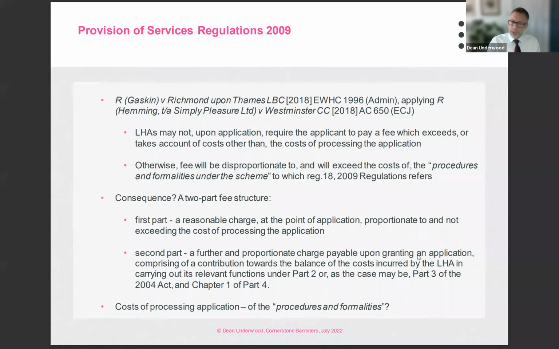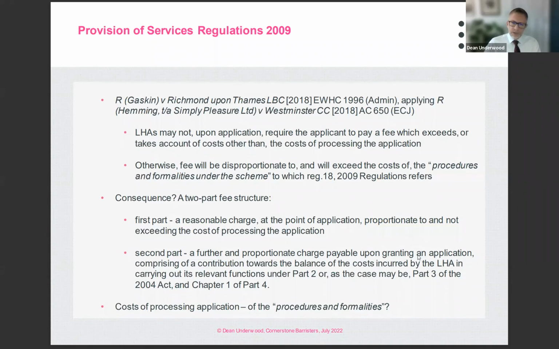Now, arguably, when interpreted against the backdrop of sections 63 and 87, the expression procedures and formalities should be read to include all of the steps that are necessary to establishing the licensing scheme in the first place, together with the costs of receiving and processing individual applications, and the so-called running and enforcement costs to include the ongoing costs of operating the scheme or the designation once it has been established, with the exception of processing individual applications.